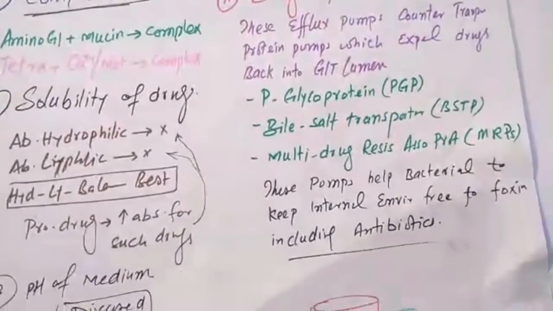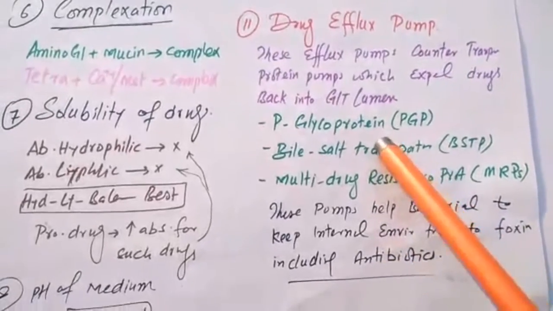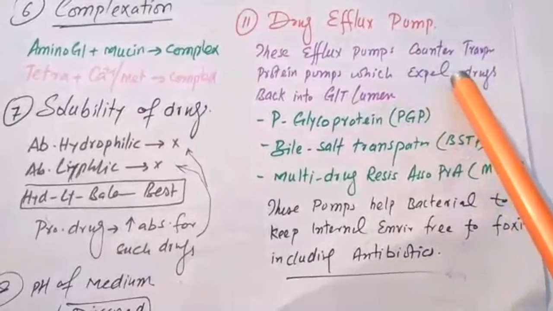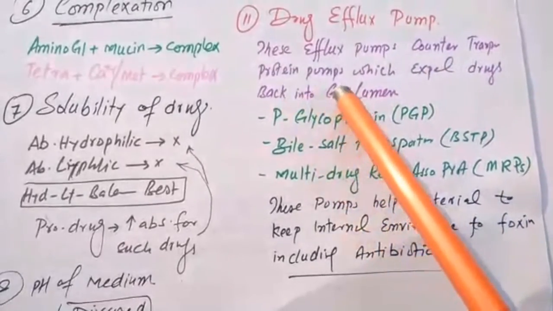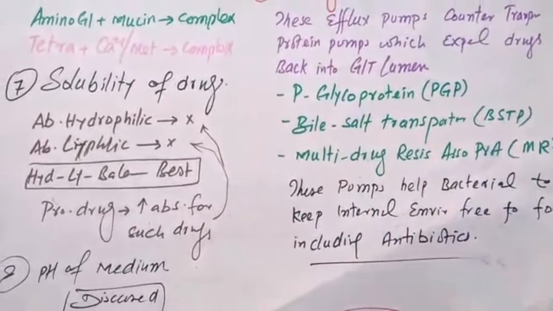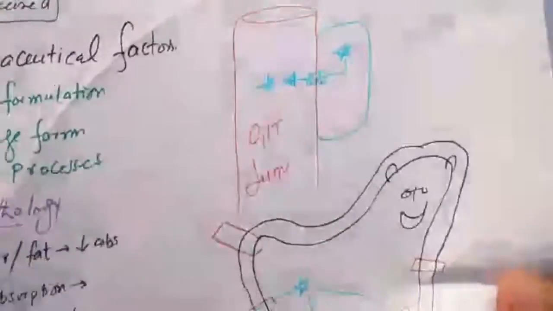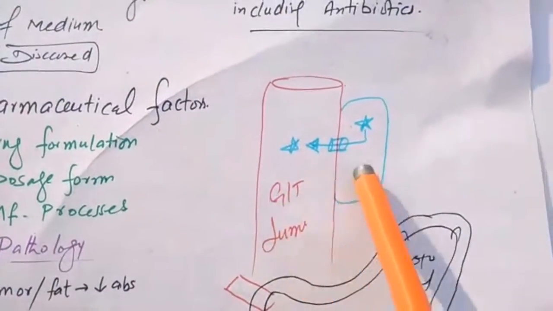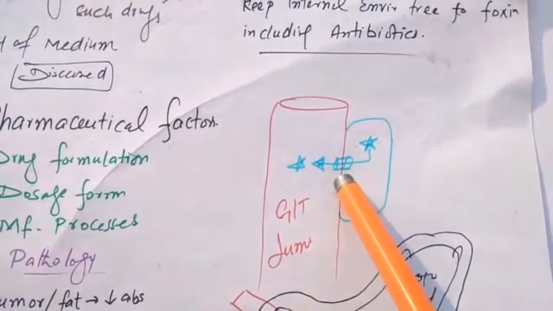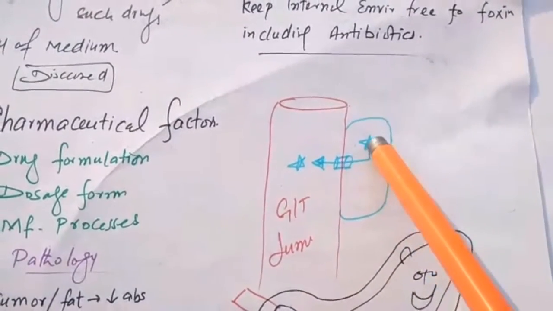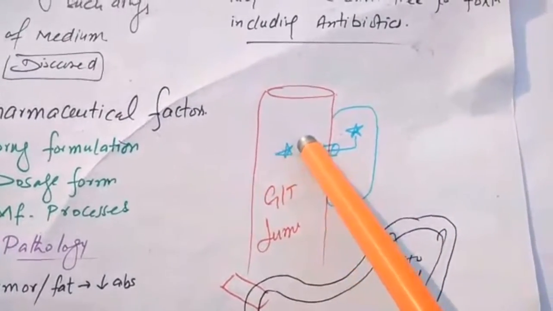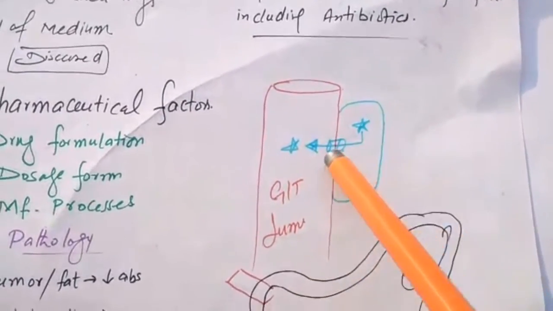The next factor is drug efflux pumps. These efflux pumps are counter transport protein pumps which expel drug back into the GIT lumen. For example, look at this diagram. This is GIT. This is the absorbed drug. Due to this drug efflux pump, the drug is expelling back toward the GIT lumen. So this is decreasing the absorption. In this phenomenon, absorption is cancelled.